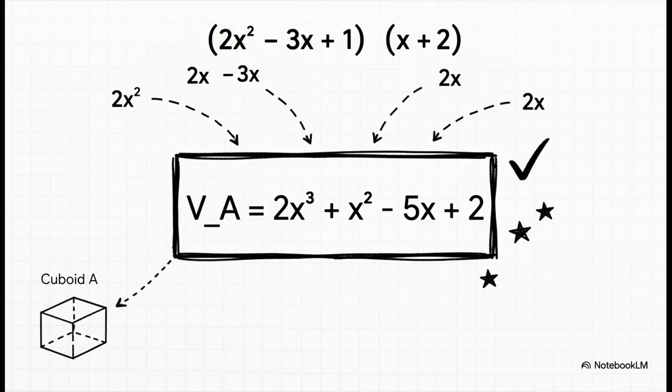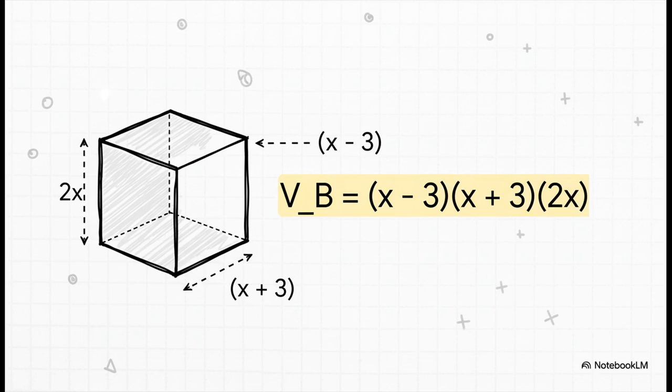And now we just take that result and multiply it by the last bracket, the x plus 2. And boom, there we have it. The full, completely expanded expression for the volume of cuboid A. Perfect. Awesome. One down, one to go. Now we're going to do the exact same thing for cuboid B. Just multiply its three dimensions.